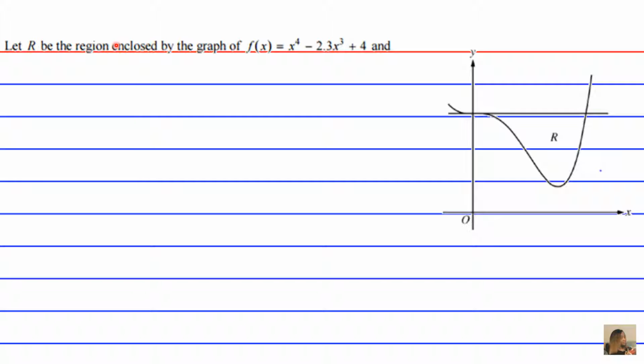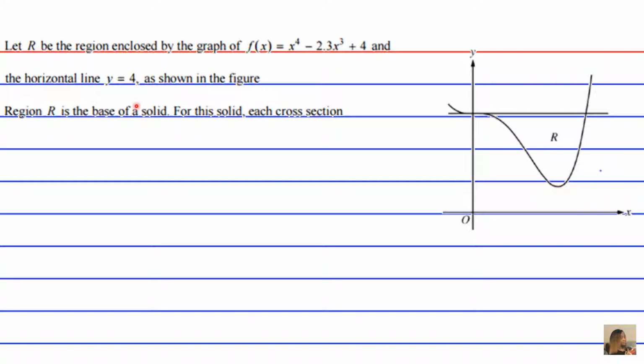Let R be the region enclosed by the graph of f of x equals x to the fourth minus 2.3x to the third plus 4, and the horizontal line y equals 4, as shown in the figure. Region R is the base of a solid. For this solid, each cross-section perpendicular to the x-axis is an isosceles right triangle with a leg in R. Find the volume of the solid. I'll give you a moment to think about your answer.